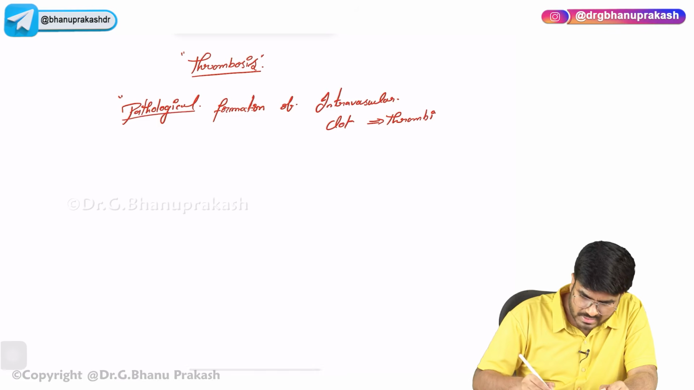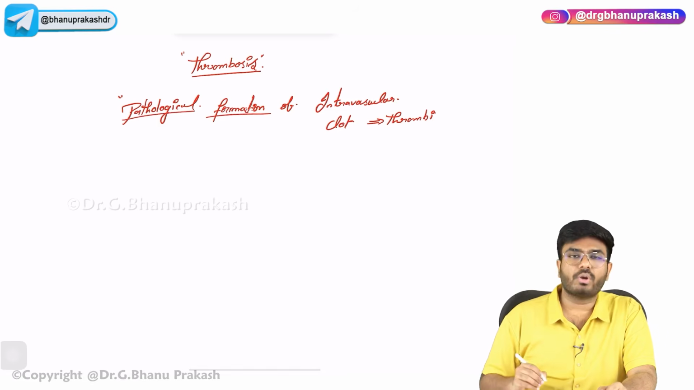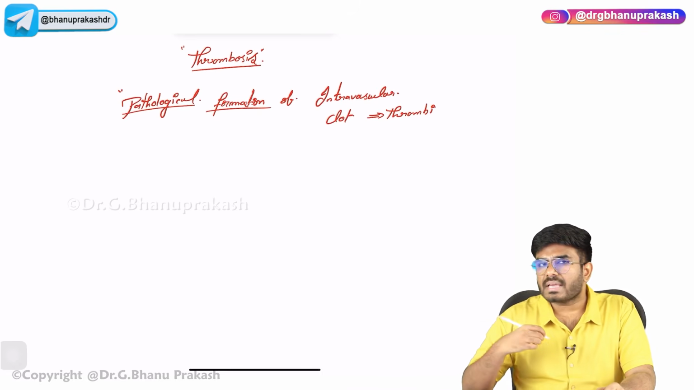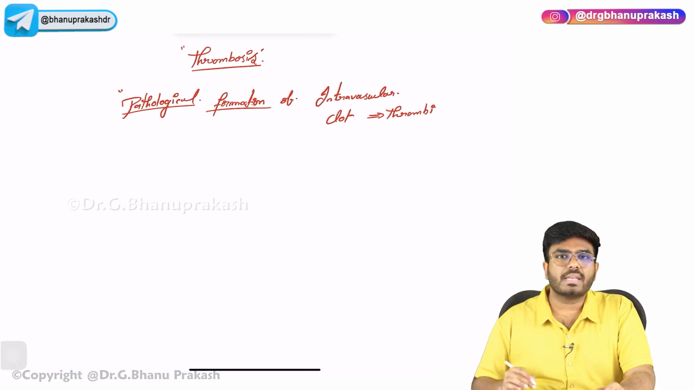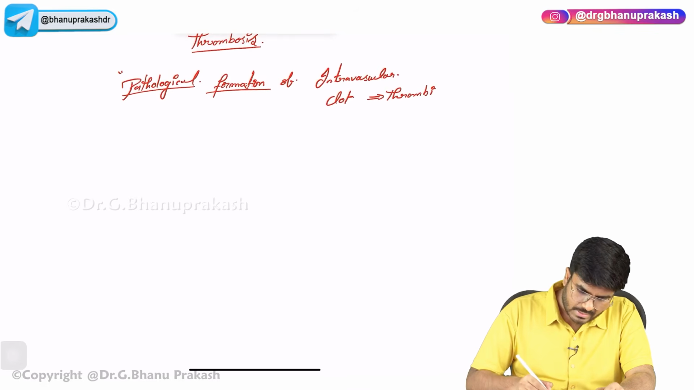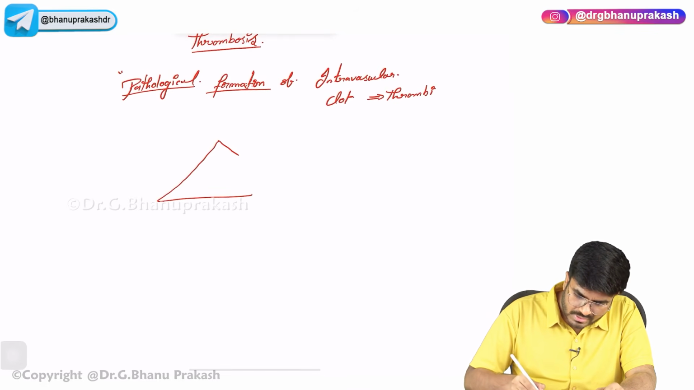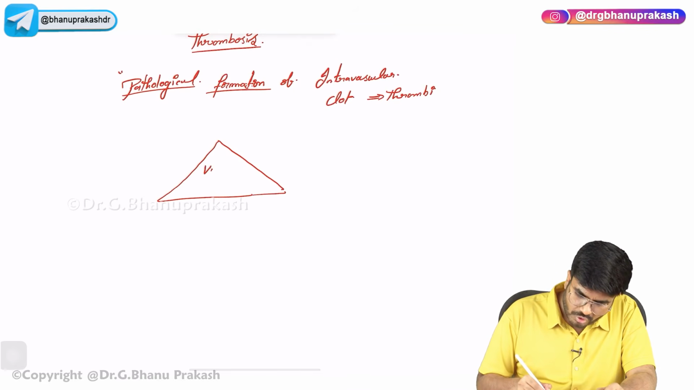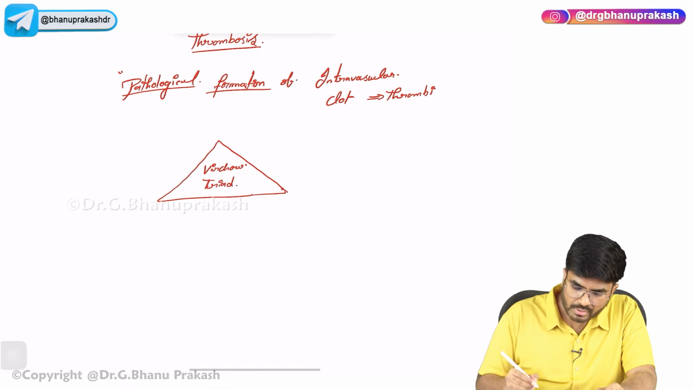So thrombosis is pathological, no doubt in that. Now, what are the reasons for thrombosis? Why is there unnecessary clot formation within the blood vessels? The causes of thrombosis are given by a triad. This triad is called the Virchow triad.